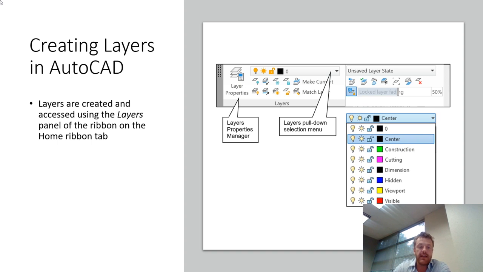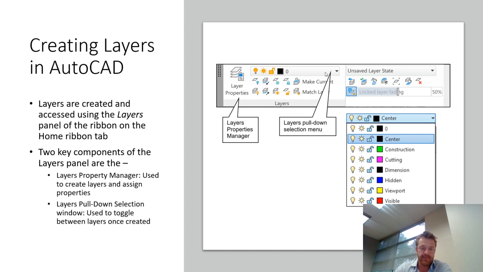Within the ribbon, there's a panel called Layers on the Home tab, and there are two things you want to be familiar with. The Layer Properties button, which will open a new GUI that allows you to create and manipulate your layers, along with this pull-down menu that will allow you to toggle between layers when you're actually in the drawing process.